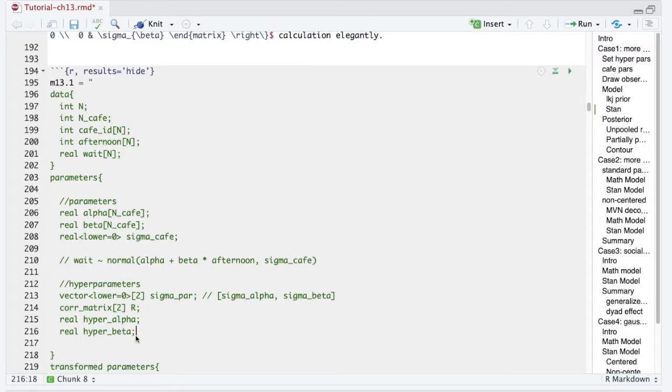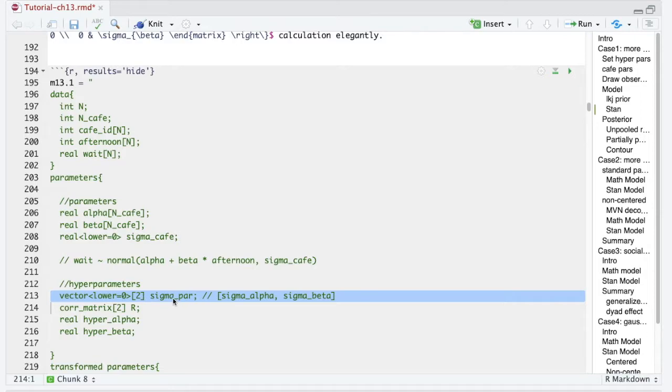And then we have to define our hyperparameters. The hyper alpha and hyper beta are the mean of alpha and beta across all the different cafes. And then we define the correlation matrix of dimension 2. Lastly, sigma par is the sigma value for hyper alpha and hyper beta. It's a vector of length 2.